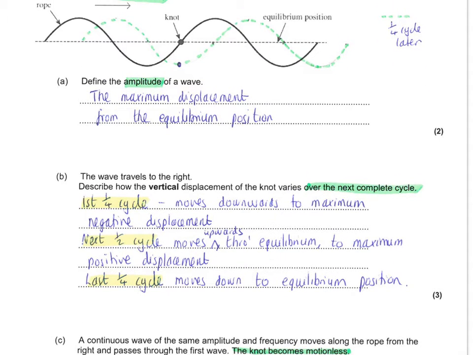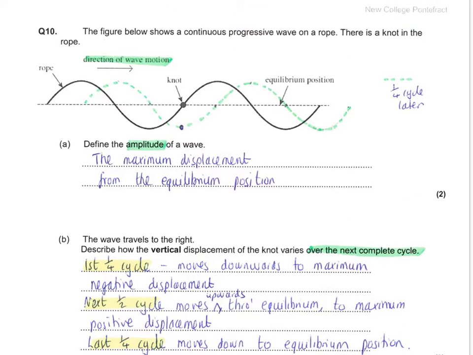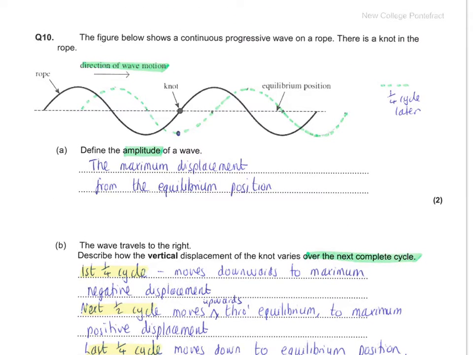We're then told, as was shown in the diagram in fact, that the wave is travelling to the right, and we've got to describe how its vertical displacement varies over the next complete cycle. So the way I would think about this is with the wave travelling to the right, the next feature that's going to arrive is this minimum, so that's going to take a quarter cycle. So for the first quarter cycle, the knot is going to move vertically downwards to that maximum negative displacement. Then that equilibrium position will have reached where the knot is, and then that maximum.